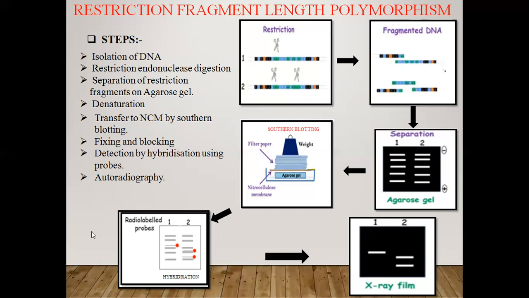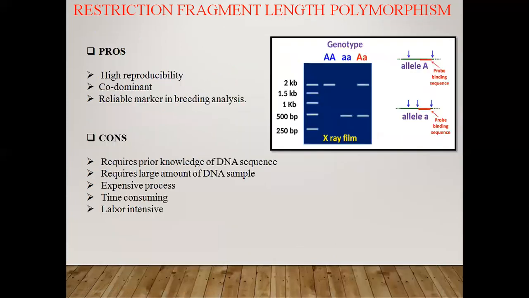Then hybridization is done with radiolabeled probes, and after the hybridization is done, they are visualized on the X-ray film, which is also called autoradiography. So these are the steps. And as we all know, there are some pros and cons for any technique.